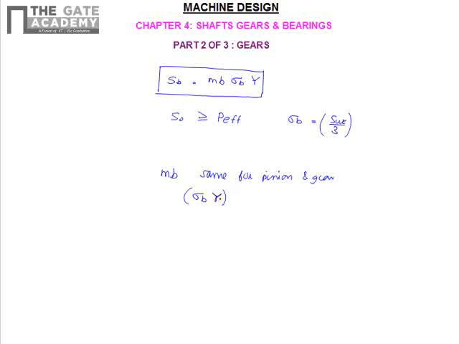Generally, when different materials are used, the product of sigma b into Y decides the weaker portion between pinion and gear. Usually the Lewis form factor Y for pinion is less than that for gear. When the same material is used for pinion and gear, the pinion is always weaker than the gear. Since Y pinion is less than Y gear, we should choose a different material for the pinion such that sigma b for pinion is greater than sigma b for gear, or the product of sigma b into Y should be the same for both pinion as well as gear.